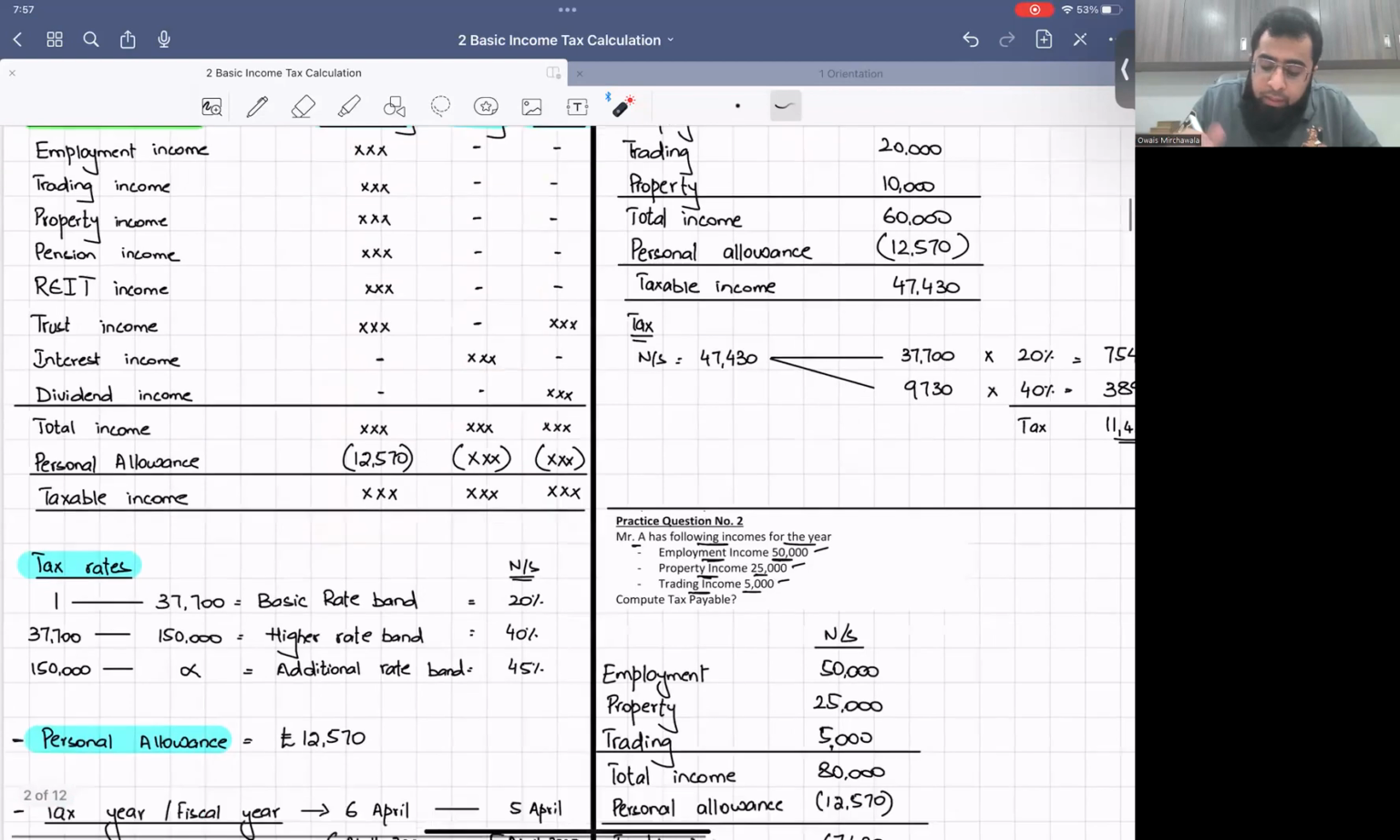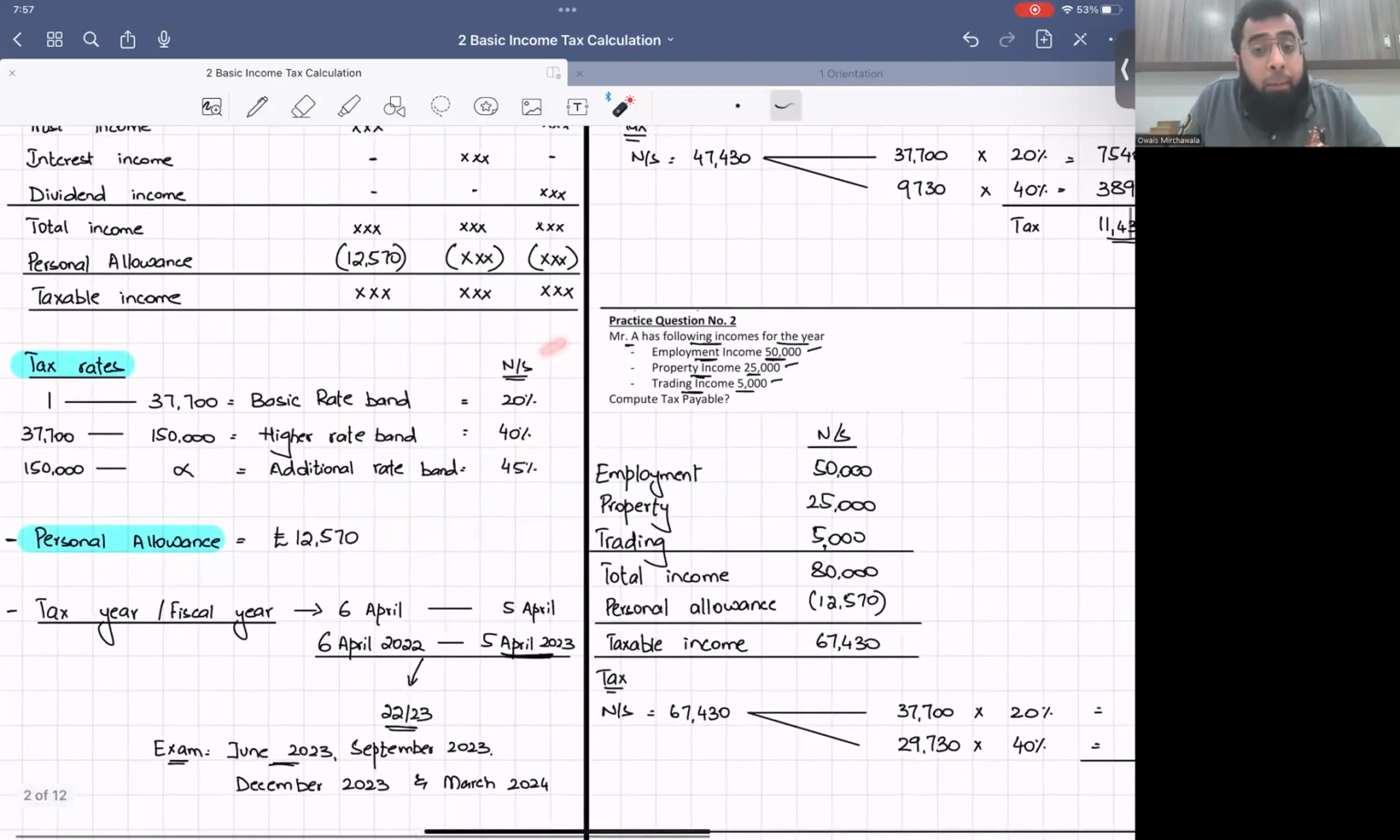Then we introduce the tax rates of non-saving income. In basic rate band, which is from 1 to 37,700, the tax rate is 20%. From 37,700 to 150,000, it is higher rate band and the tax rate is 40%. Above 150,000, it's additional rate band and the tax rate is 45%.